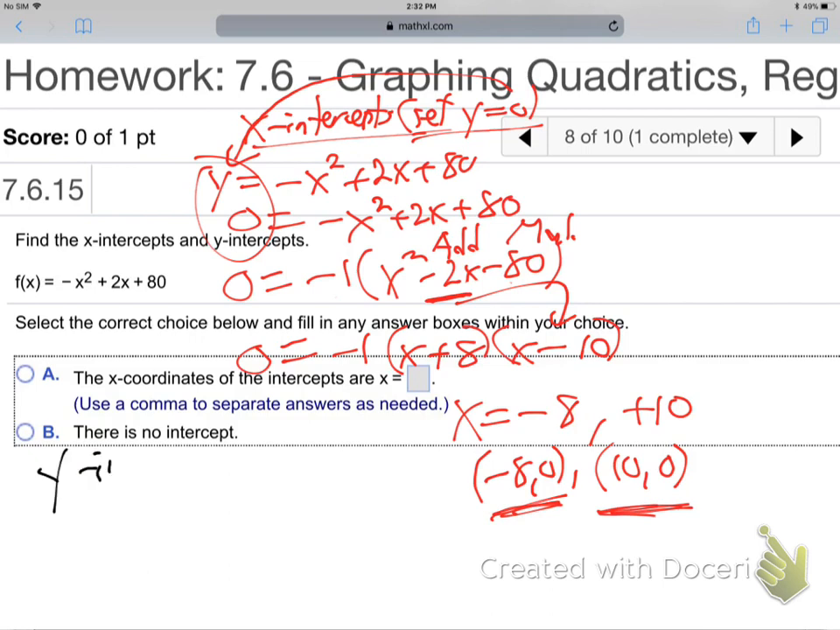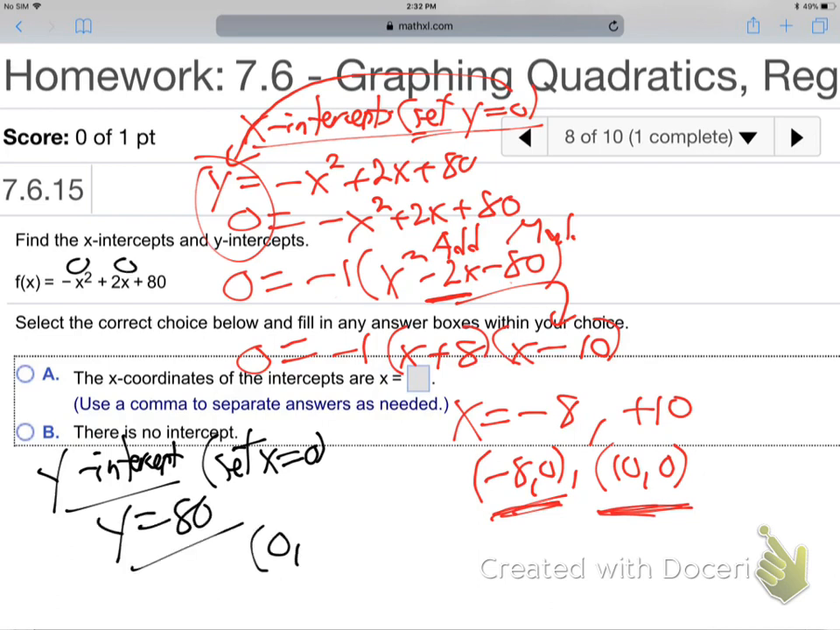Yeah, as we said, the y-intercept is found by setting x to 0. You put in 0 here and 0 here, y is 80. So that's the point (0, 80). Remember, they want a point. They want two numbers. They want an x and a y, just like they do for the x-intercepts. They also want for the y-intercepts an x and a y. There we go.